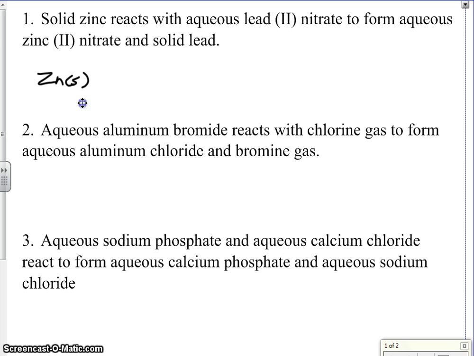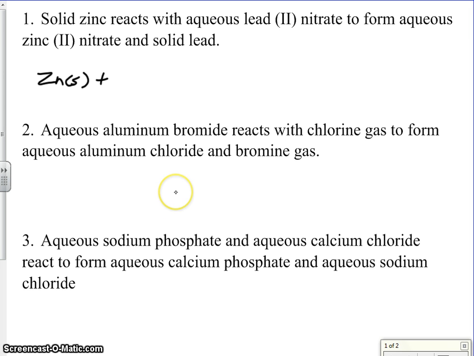The only time we have numbers after an element that's by itself is if we have a diatomic substance, which are the 007 we talked about: hydrogen, nitrogen, oxygen, fluorine, chlorine, bromine, and iodine. Only when those are by themselves. Remember that does not change their charge based off the periodic table. When they're in a compound, we look at their charges. Alright, reacts with is our plus sign, and we're reacting with aqueous lead II nitrate.